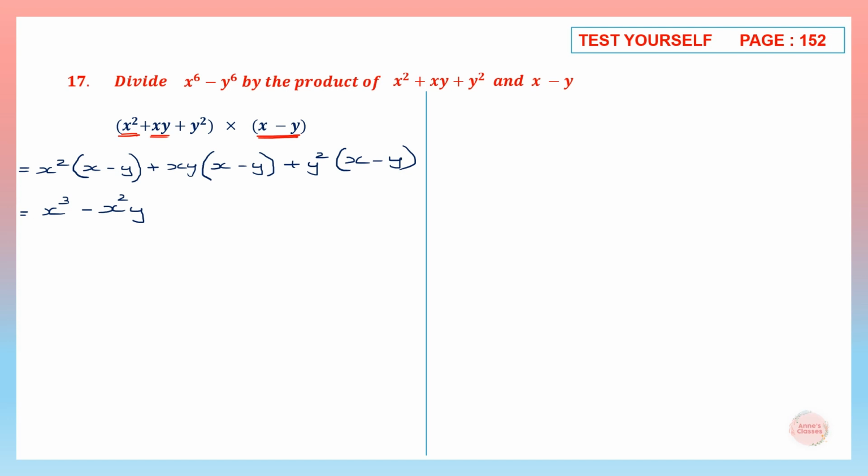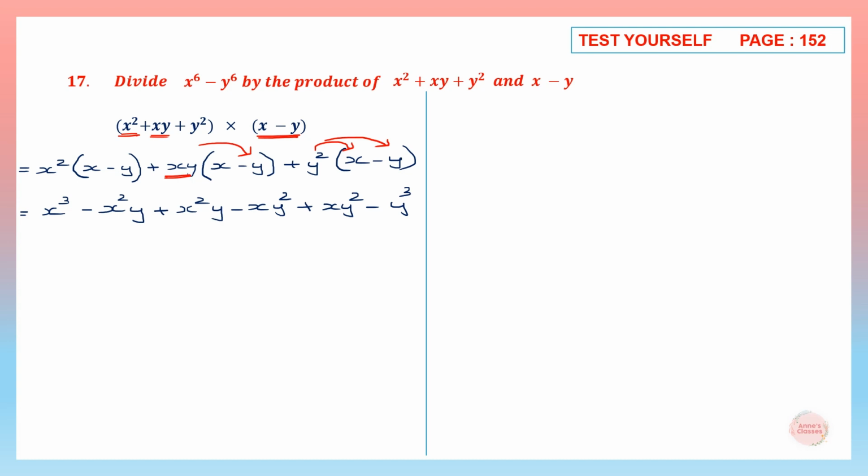Then we have plus xy into x. So xy into x is plus x square y. Now we multiply that into minus y. So when you multiply it into minus y, what do you get? You get minus x y square. Then we go to the next one, plus y square into x. So that will make it y square x or x y square. Then we multiply it with minus y, which makes it minus y cube.